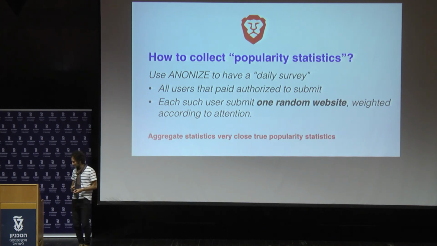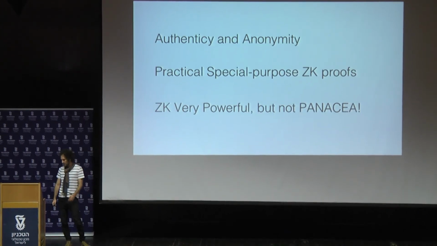All right, so he's asking me to stop, and the key point is, even though I'm just submitting one thing, in aggregate, if you have a lot of users, this will get you very close to the right statistics, and you can show this very easily using Chernoff bounds.